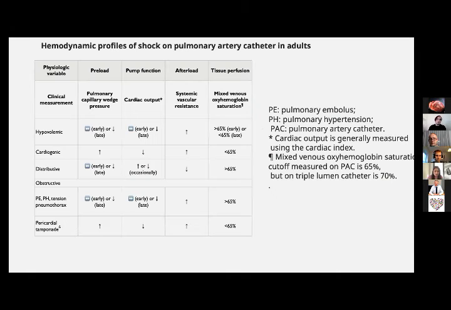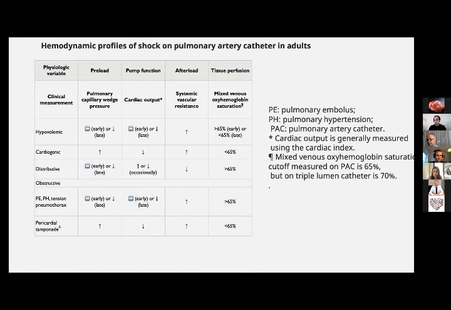So here in this table that you see, we're talking about the hemodynamic profiles of patients with pulmonary artery catheters. Septic shock would be classified under distributive shock. In these patients, their preload early on is equivocal. There isn't much of a change in their preload status, but later on, the preload starts getting low. And their pump function could be high or low occasionally.